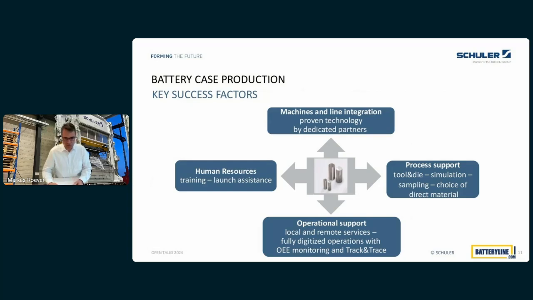The operational support from the suppliers, local services, remote services, digital cloud services, whatever. So we can discuss for hours, but I need to come to the point then. And the last thing is the process support, tool and die for different products, simulation, sampling. You need the input recommendation on direct materials like steel, detergent, oils, and so on. So this has all to come together when we talk about efficient production systems.